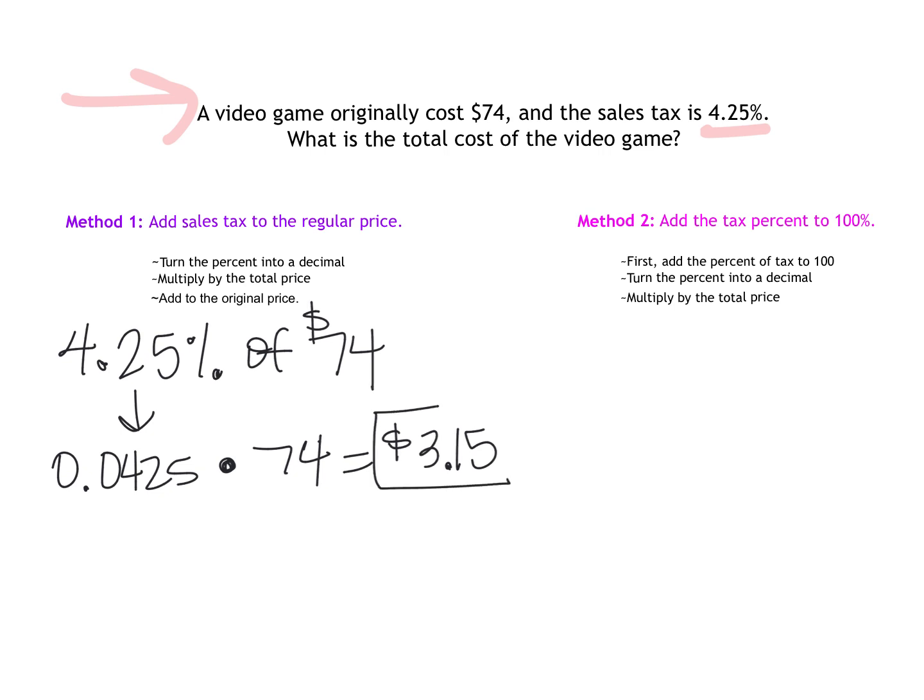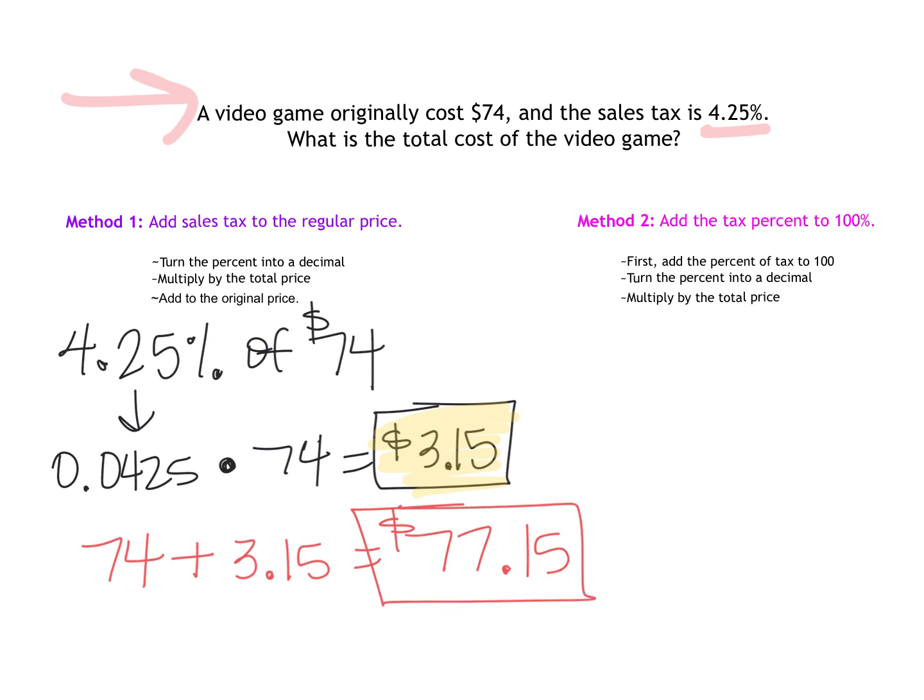Okay, this is my sales tax. Very important to understand that this isn't the total, this is my sales tax. This is what I'm going to add on to the cost. So then my last step is that I take $74, which is the price of the video game, and I add $3.15, which would give me $77.15. That would be my total. So when you have sales tax, you know that the price is going to go up. So that's one way that you know that you did it correctly.